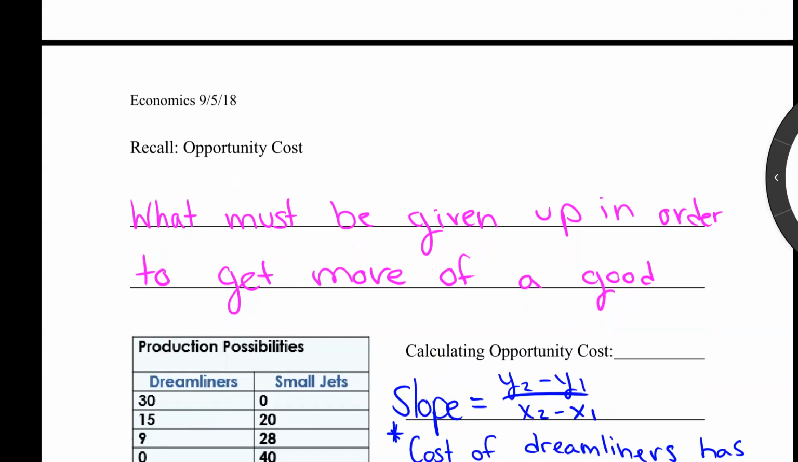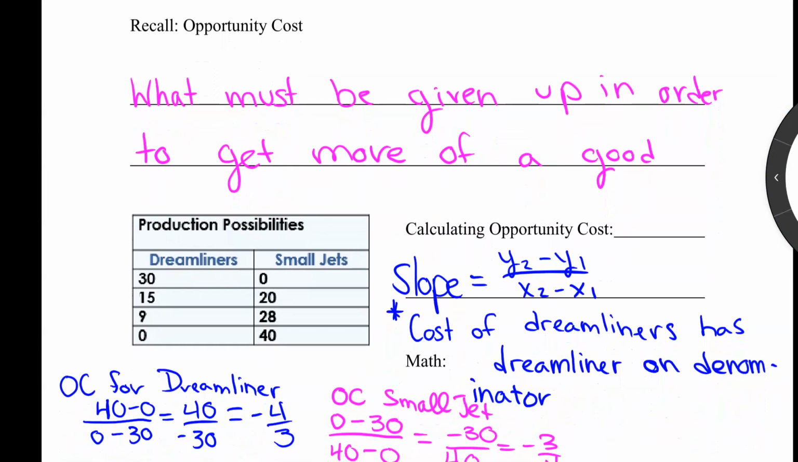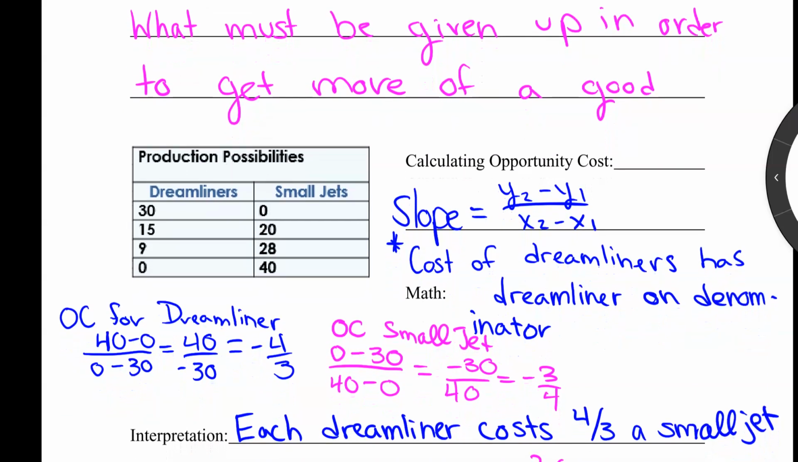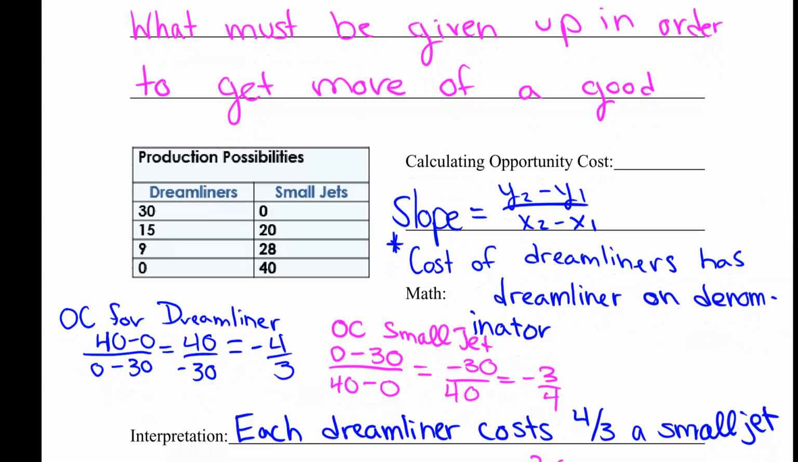So once again, looking at the opportunity cost, this is what we just did. Opportunity cost is what must be given up in order to get more of a good. It's going to be our slope, and whatever we are looking at the opportunity cost of is going to be on the denominator. So if we're looking at the cost of Dreamliners, then Dreamliners is on the denominator. We've already calculated the opportunity cost of Dreamliners, so you don't need to write that one down.